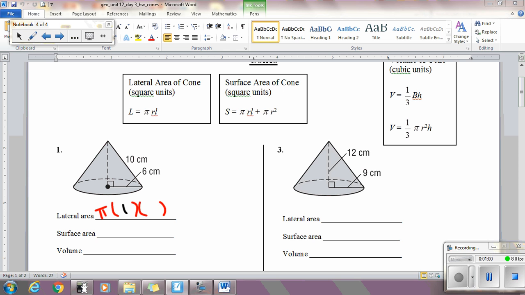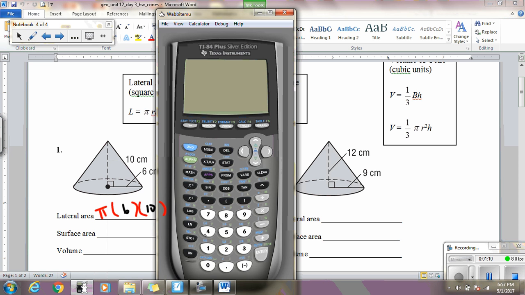Our radius is 6, our slant height is 10. So when we grab our calculator, we're going to type it in exactly like this. So 6 times 10 times pi. And that's approximately 188.5 centimeters squared.